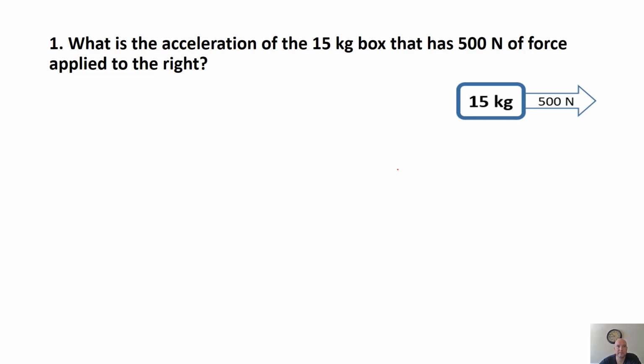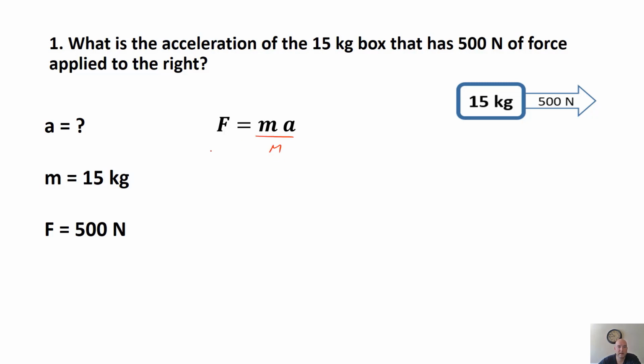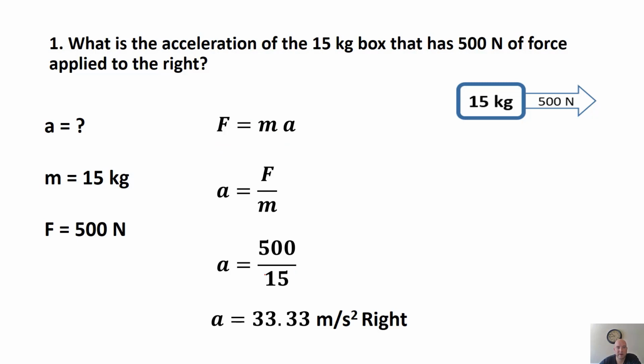Let's go ahead and start off with some basic ones. So here we have a 15 kilogram mass, and we have a 500 Newton force, and we're asked for the acceleration. So A equals question mark, M equals 15 kilograms, F equals 500 Newtons, and then we have F equals ma. We can rearrange that equation. When we're solving for A, we're going to divide out the M, and we get A equals F over M. Plug in the numbers, and for this first problem, you get 33.33 meters per second squared.